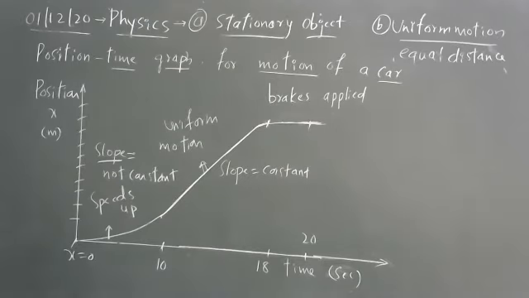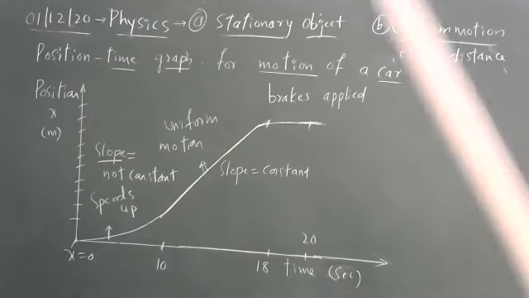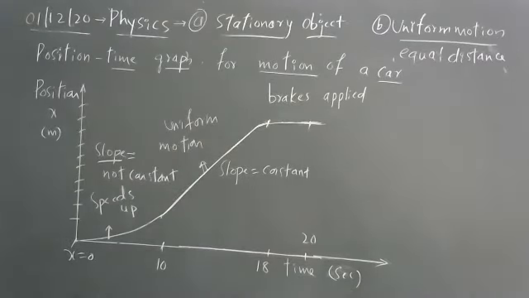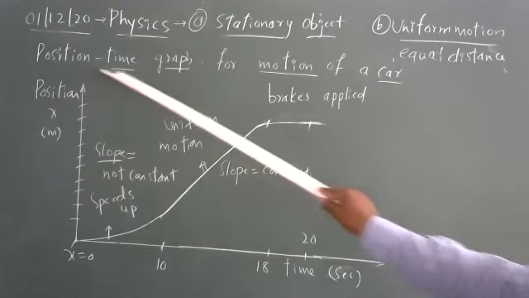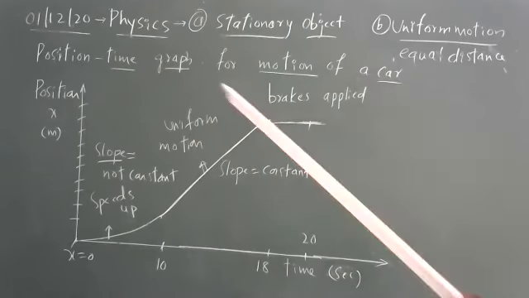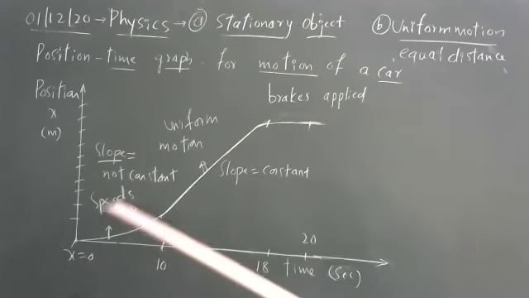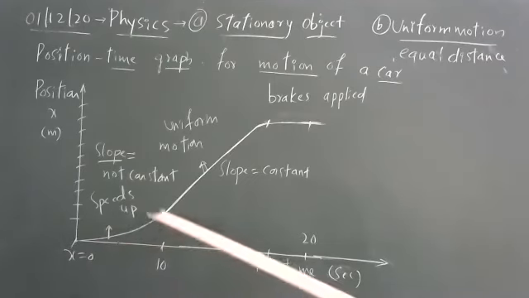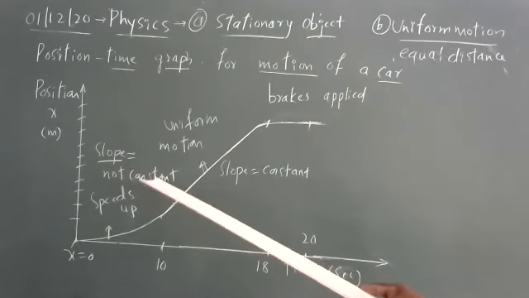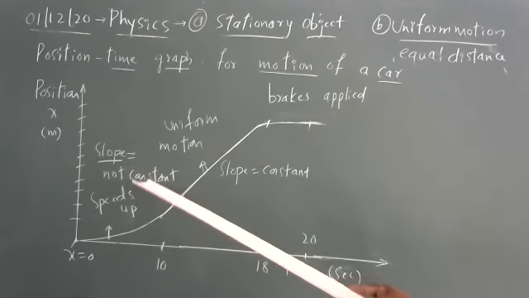Yes, once again I will explain. This is called the position time graph for the motion of a car. Consider a car which is at rest at x equal to 0 when time is 0. It starts from rest, and initially up to 10 second, from 0 second to 10 second, it speeds up. Where if I measure the slope, it will not be a constant, meaning it is changing.